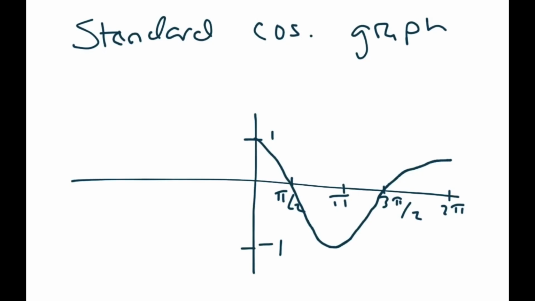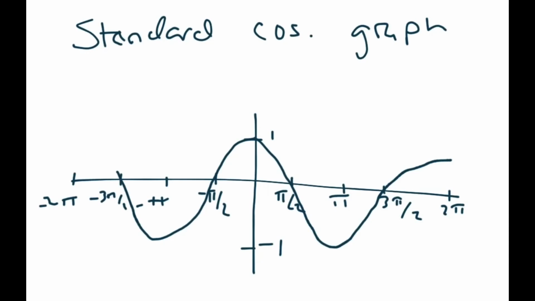And then if you want to extend it to the negative, you can put negative points and do the same thing. So it goes through negative pi over 2, down to negative 1 at negative pi, goes through negative 3 pi over 2, and then back up. And that is the standard graph of cosine.